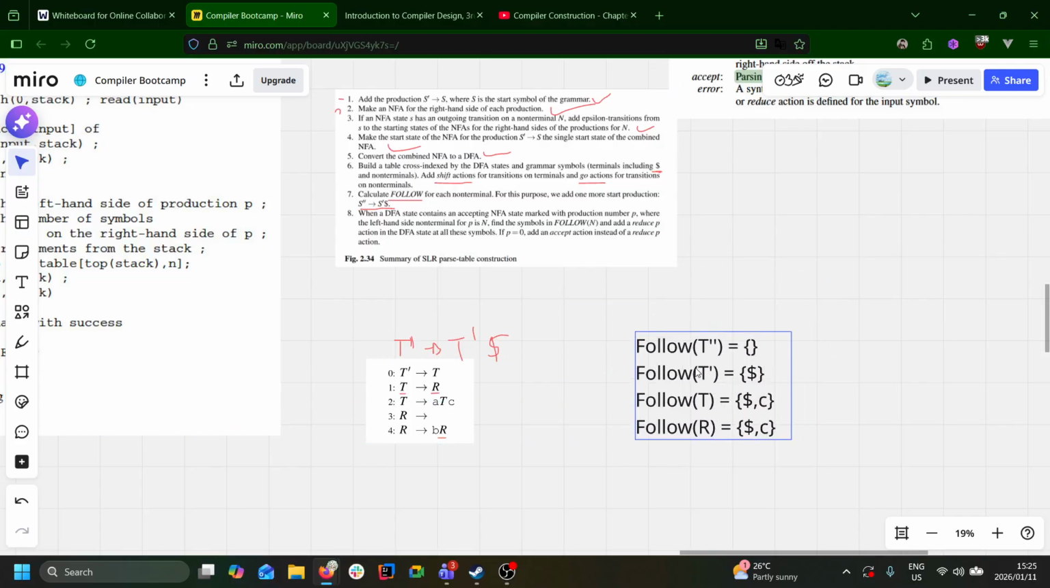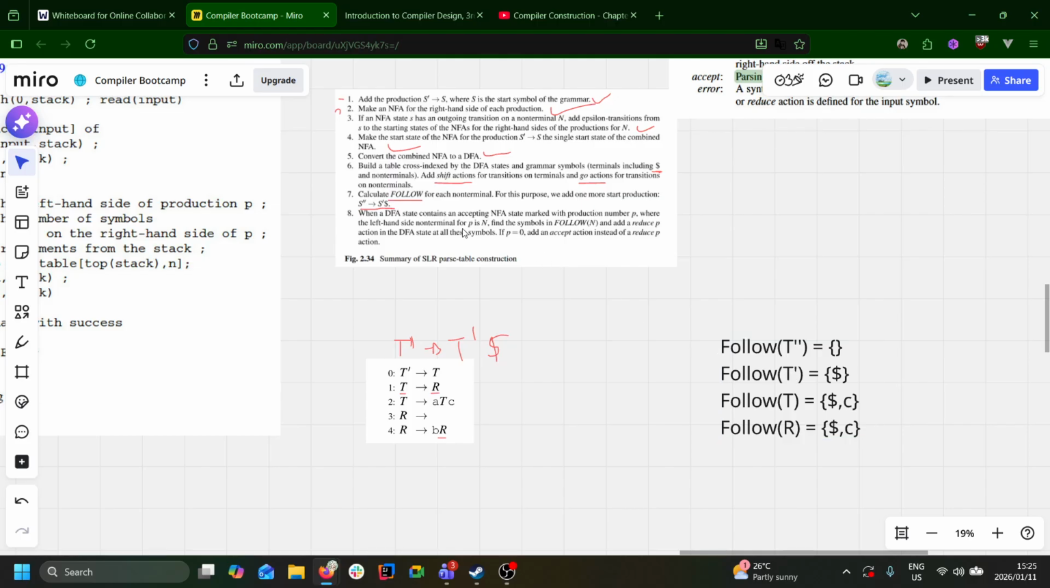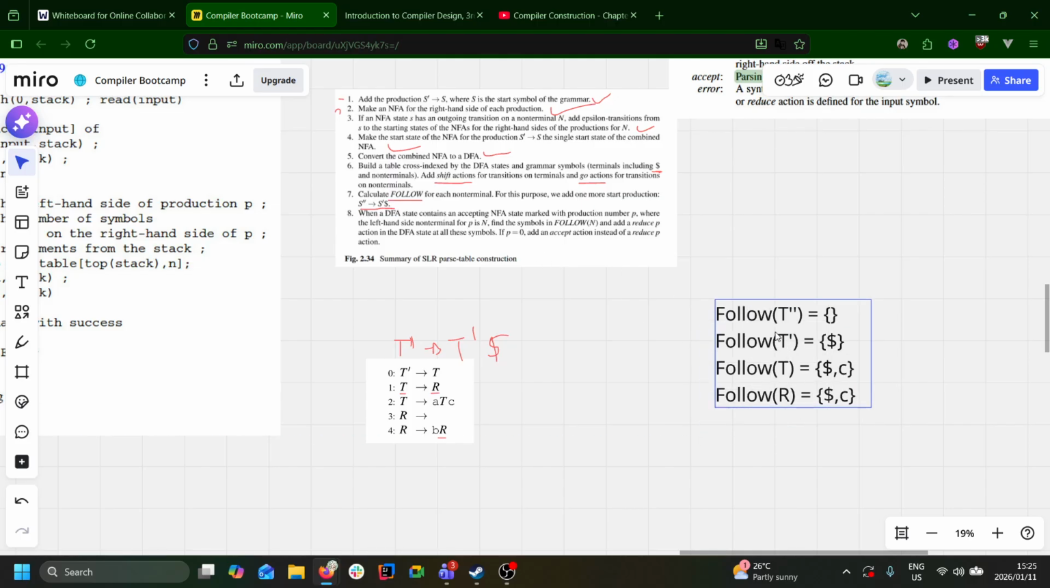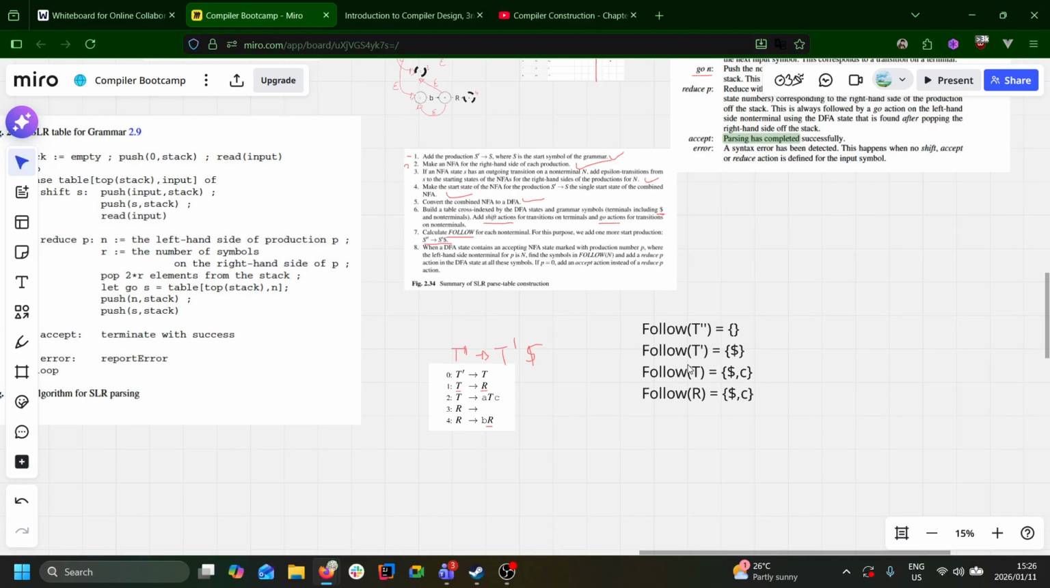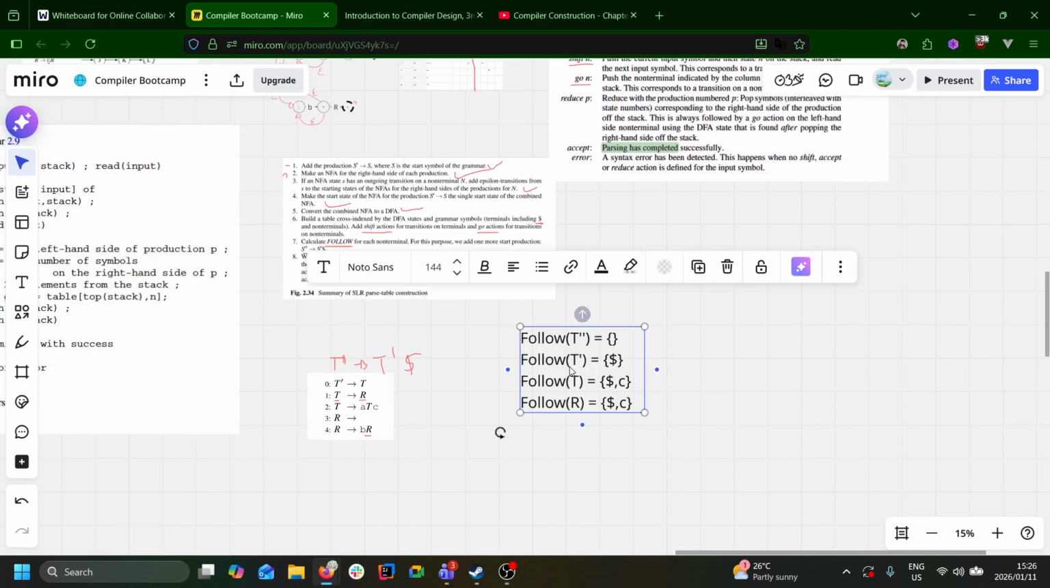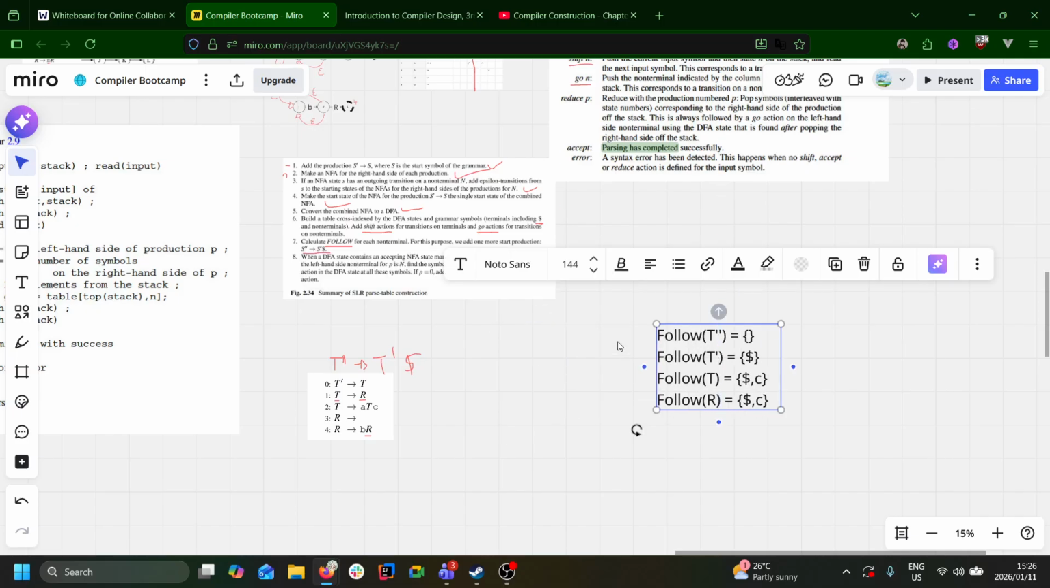I'm assuming everybody's good. So, all right. Now that we found the follow set, we can now use this to find the reduce rules. So we can add the reduce rules. The reduce will help us decide which production rule to reduce to as well.